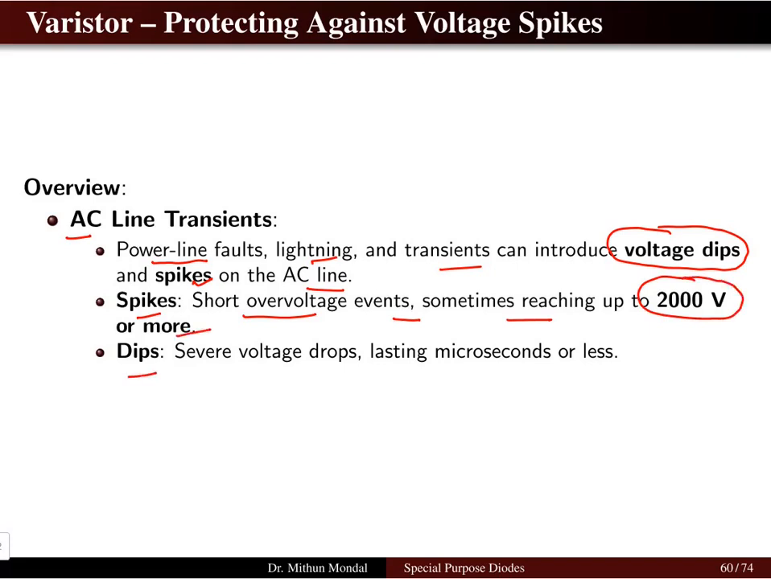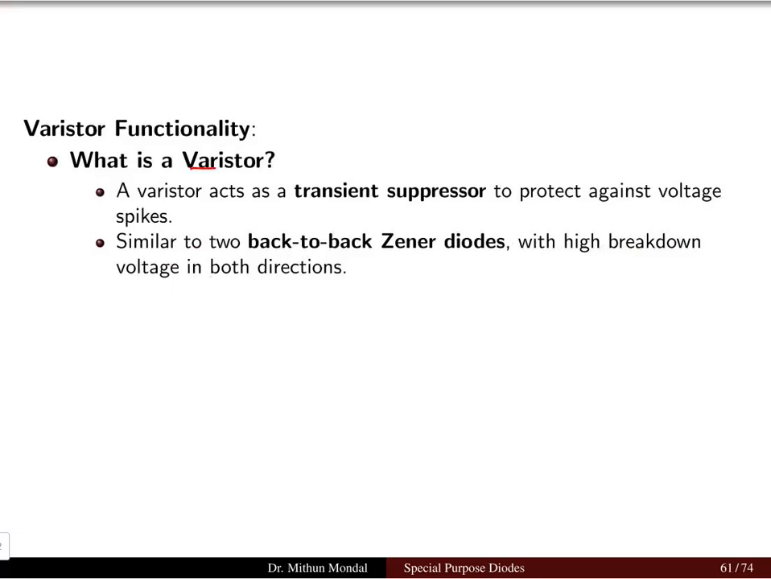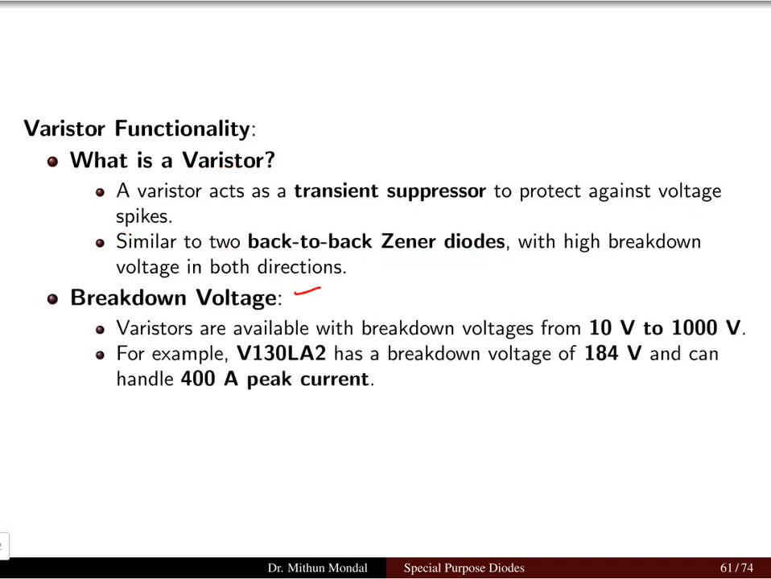And there may be some dips where severe voltage drops may take place, and they last a very small amount of time, maybe in microseconds. The functionality of a varistor is acting as a transient suppressor to protect against the voltage spikes. It is similar to back-to-back Zener diodes with high breakdown voltage in both directions. We have discussed in great detail the Zener diodes in the previous lectures. The breakdown voltage of the varistor is generally in the range of 10 volt to 1000 volt.